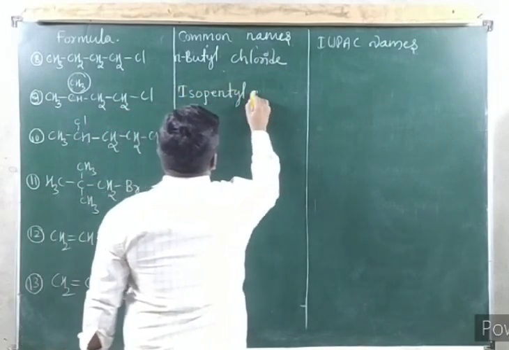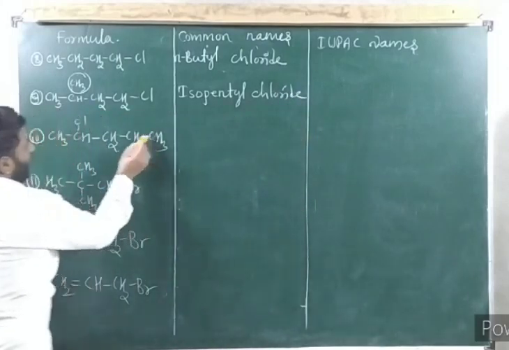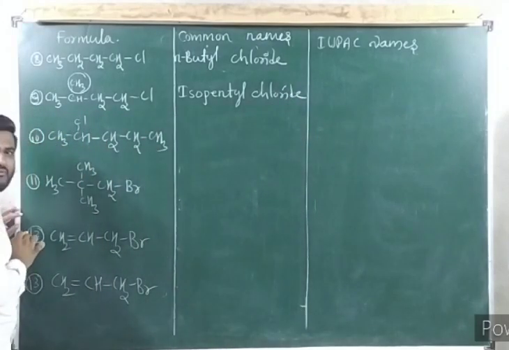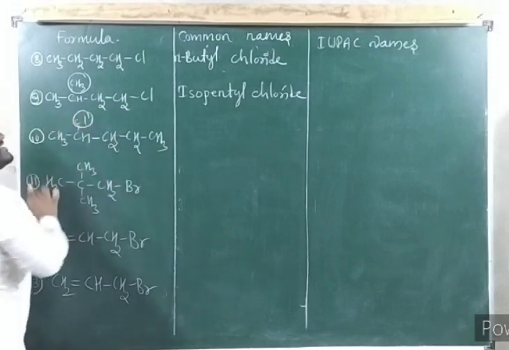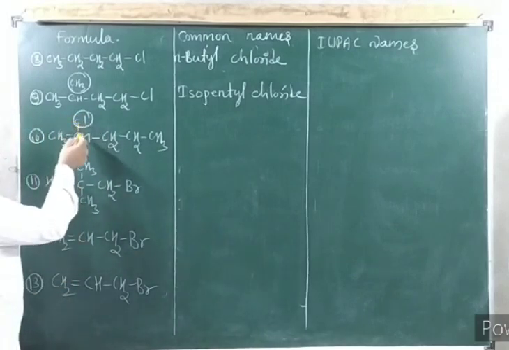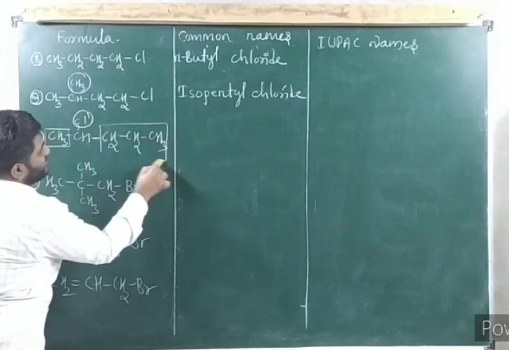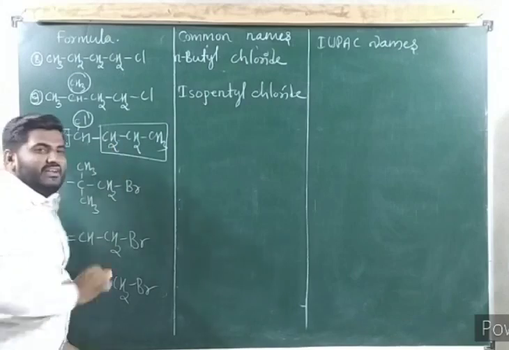Isopentyl chloride. Now next one. 1, 2, 3, 4, 5. Here also 5 carbons. But here the halogen is present at the branching. So what you have to see? The halogen attached carbon has one substituent on this side and one substituent on this side. Total 2 substituents. Therefore it is a secondary.